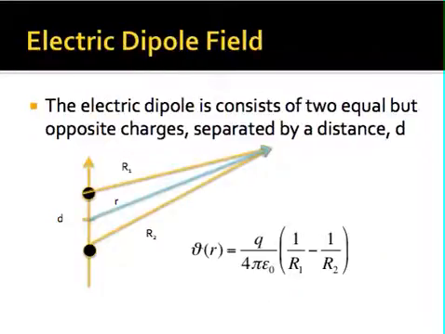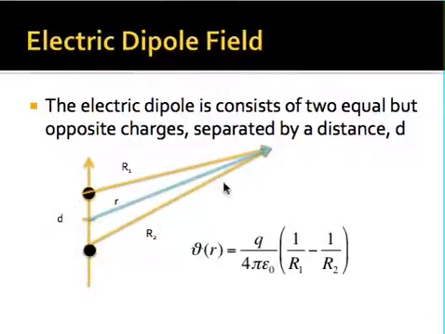Now, what's going to be important in this class is not the field due to a single point charge, because we don't have isolated point charges in our brain. We actually are charge neutral in the brain. Because of the way brain cells are structured, what we tend to have are charge distributions that look like electric dipoles. So the electric dipole consists of 2 equal and opposite charges. The top charge could be positive, the bottom charge could be negative, or vice versa. They're separated by a distance d.